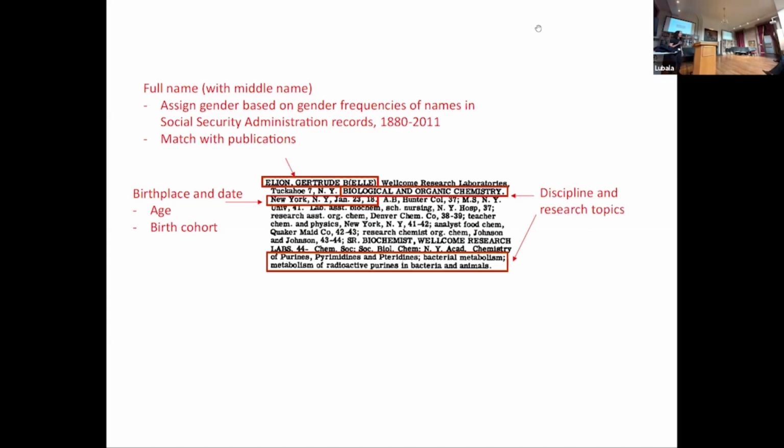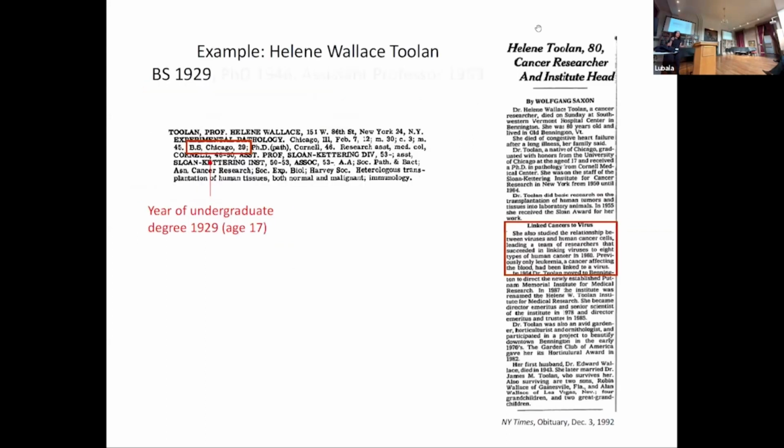The other thing we have, which is really nice here, is the discipline and the research topics. We use that to assign every scientist to fields. Say we want to look at economics, we want to know who's actually an economist. And then we have the education: the years of the undergraduate degree, when people got their degrees.